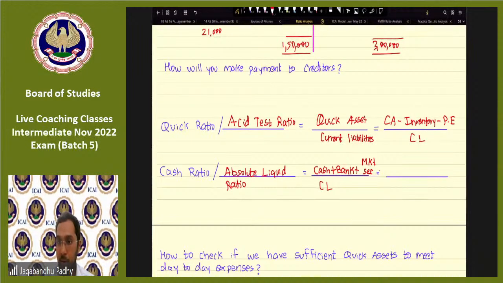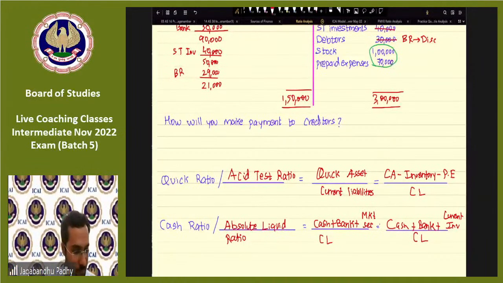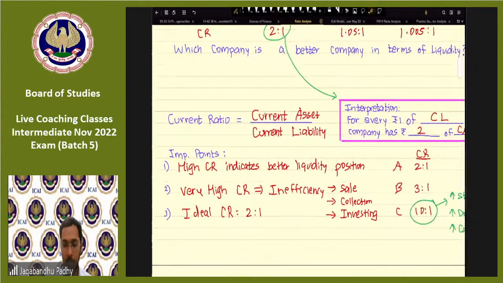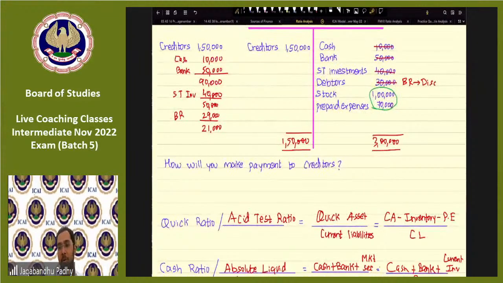And you can also say that this is cash plus bank plus current investment upon current liabilities. That's the cash ratio. So three short-term measures of liquidity we have seen. One is the current ratio, which is somewhat falling short when it comes to payable payment terms. We found that in spite of having 2:1, we may not be able to fulfill the requirements. Second is the quick ratio, and third is the cash ratio.